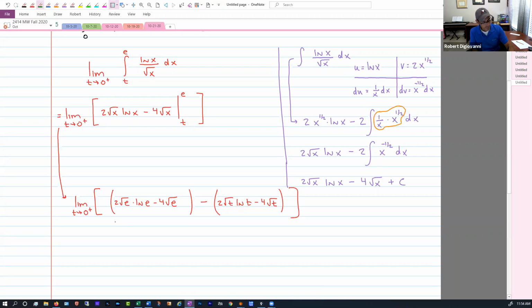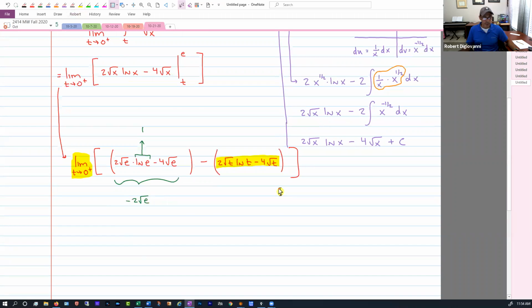I'm going to go ahead and handle the part out here that's easier to deal with, because that's just a number. Do we all know that the natural log of e is 1? Okay, good. So that's just 2 root e minus 4 root e. That gives me negative 2 root e. So the first part looks good. Second part is a limit that I have to do, as t goes to 0.